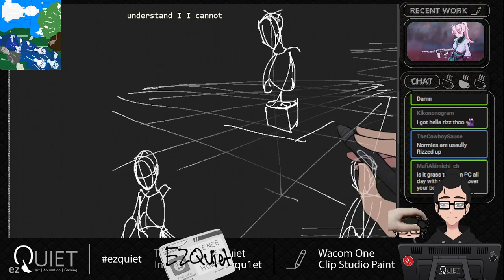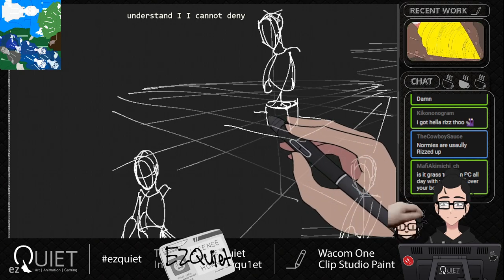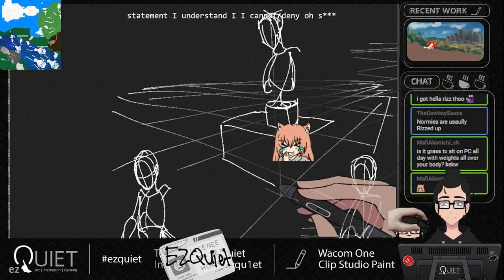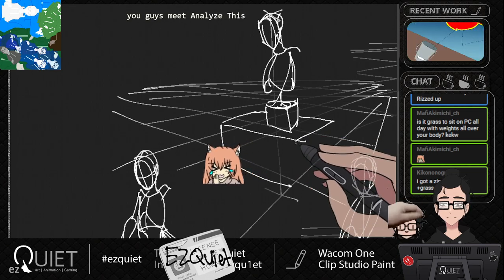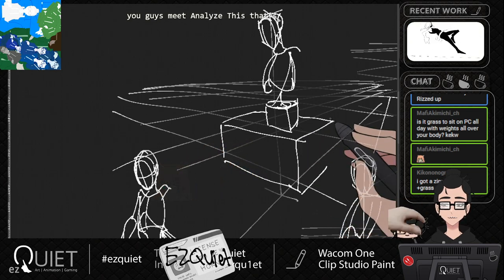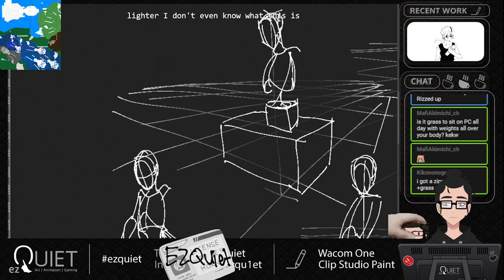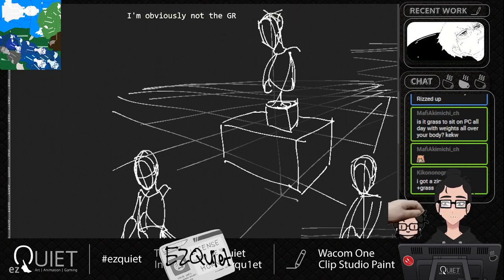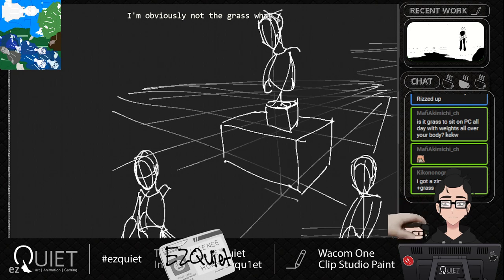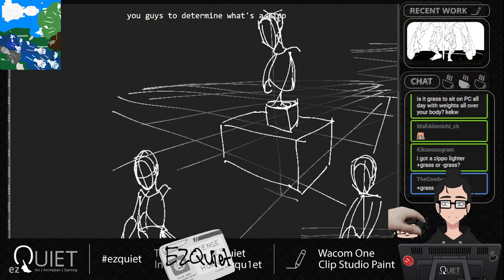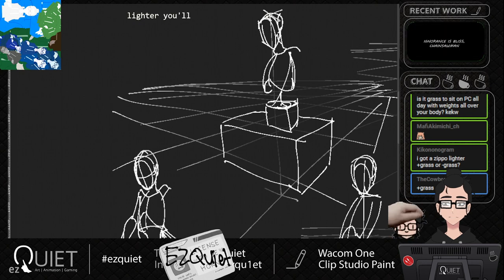I cannot deny it. Is it grass to sit on PC all day with weights all over your body? Oh shit, is it grass? You guys, we need to analyze this. A Zippo lighter plus grass or grass. What's a Zippo lighter? I need to Google this. I don't even know what this is. I'm obviously not the grass connoisseur in this chat, so I'm counting on you guys to determine. Oh, it's a lighter.